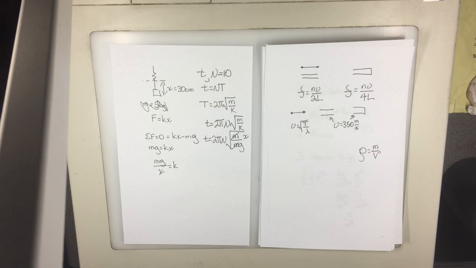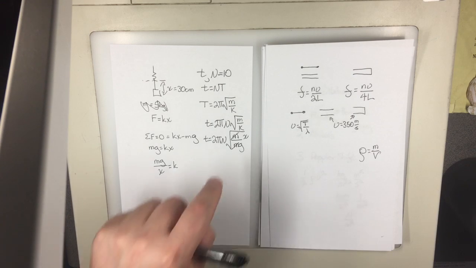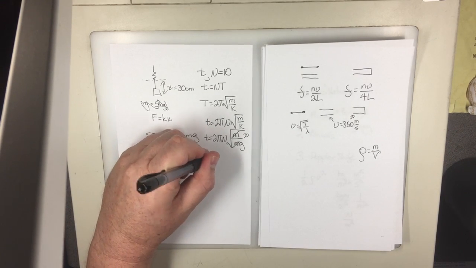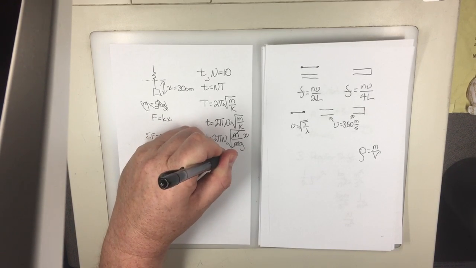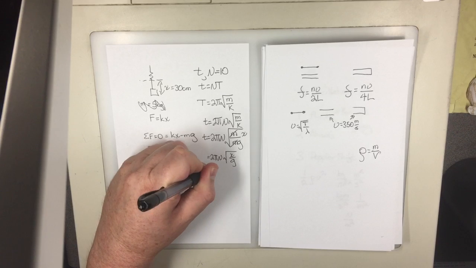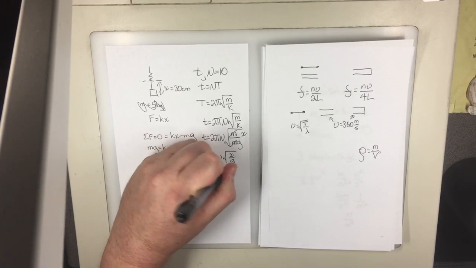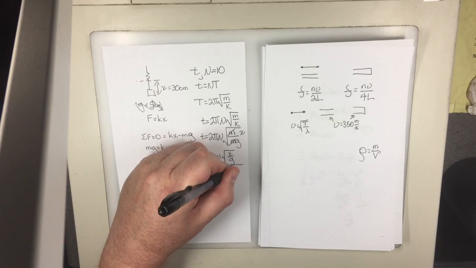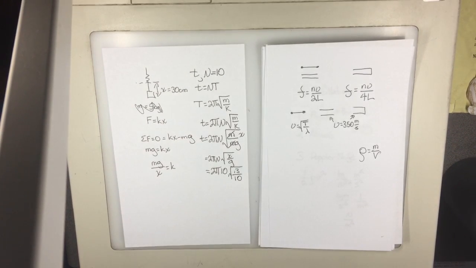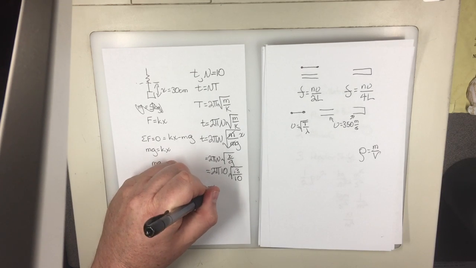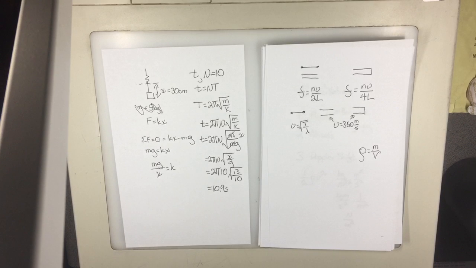Very zen, I believe. So, this gets plugged in: 2 pi N square root of x over g, 2 pi times 10 times the square root of 0.3 over 10, and that gives me about 1.9 seconds.